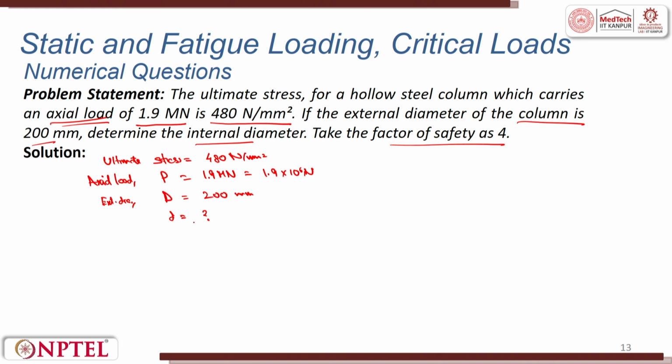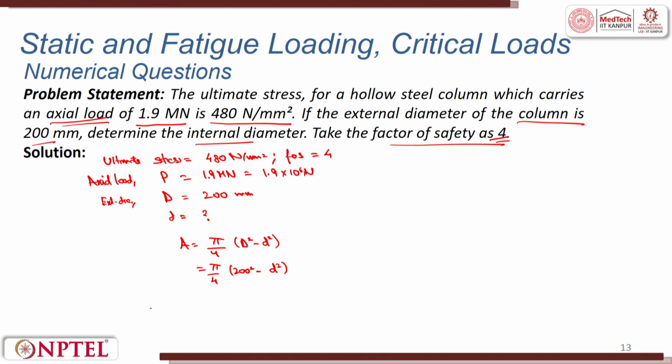Now, we know the area of cross section of the column. Area is equal to pi by 4 into the difference between the diameters squared, which is equal to pi by 4 into 200 square minus d square, right. This is my area. Factor of safety is also given as 4. I will put it here, factor of safety is equal to 4.